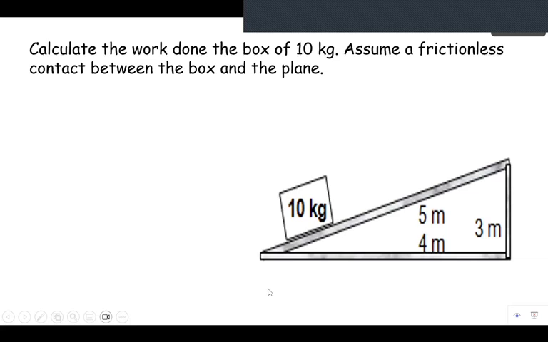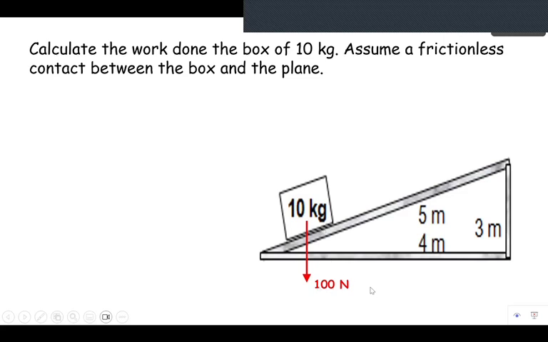Next, we have to calculate the work done on the box of 10 kg, assuming a frictionless contact between the box and the plane. Over here, I didn't give a force. I only gave you the mass. But we know that we can convert the mass into a force, which is the gravitational force, the weight. So the first thing you should know is that the weight will be 10 times 10, 100 newtons, and the weight will always be vertically downwards from the center of gravity of the object. So in this case, the weight will be like this.